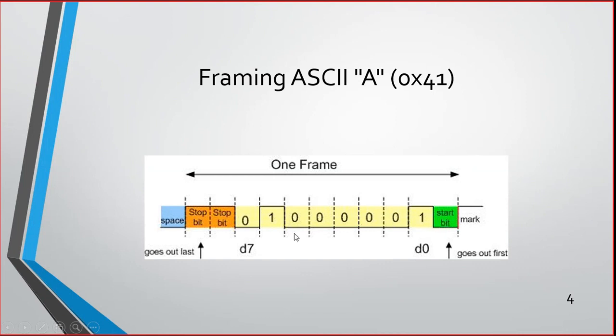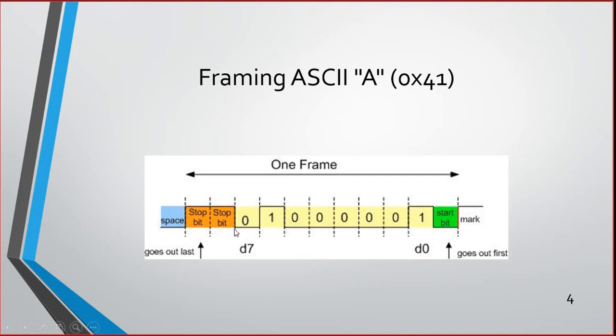Then the corresponding 8 data bits will be there. In this case, first the LSB is sent, then the MSB is sent. For 41, the LSB is 1, that is 0001, and the MSB is 4, that is 0100. So in this case, the LSB is sent first, then the MSB is sent.